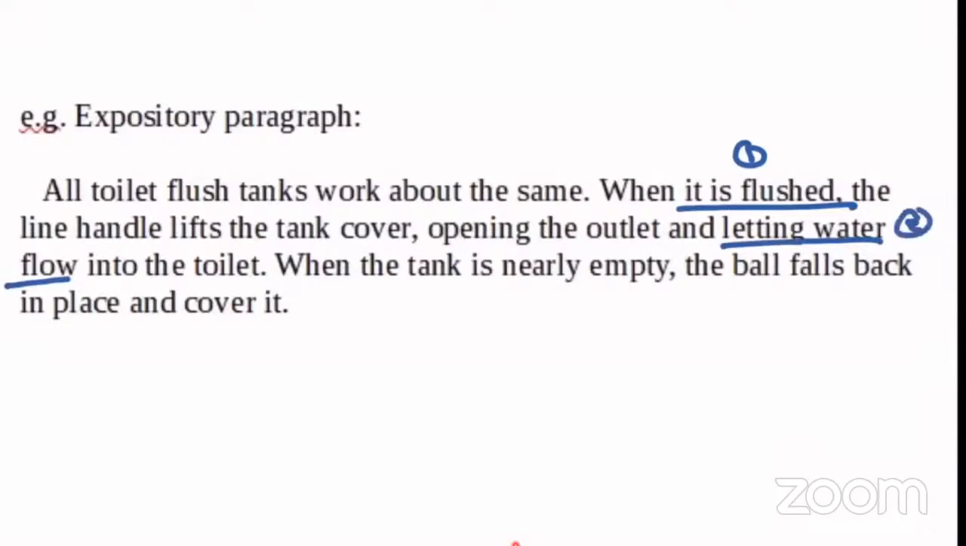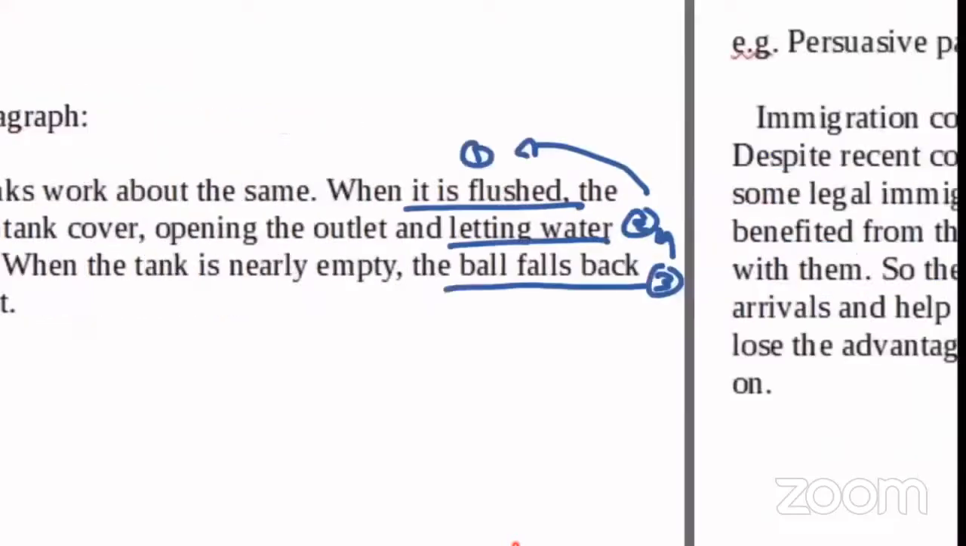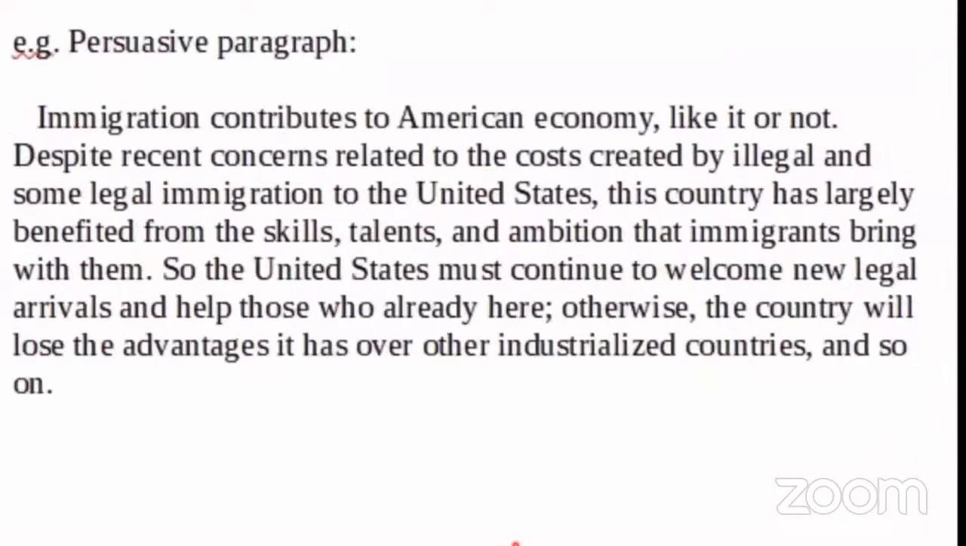Second step, or the consequence of the first one: when the tank is nearly empty, it falls back, replacing the cover. This is the third step that goes right after the second. So it's giving you a list of steps of how something works, and this is an example of an expository paragraph. And our last example is about the persuasive paragraph.